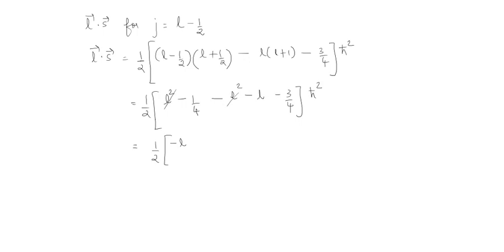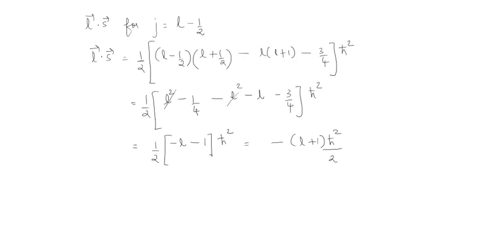Minus 1 by 4 minus 3 by 4. What will I get? I'll get a minus 1 H cross square. So this will be minus of L plus 1 H cross square by 2.